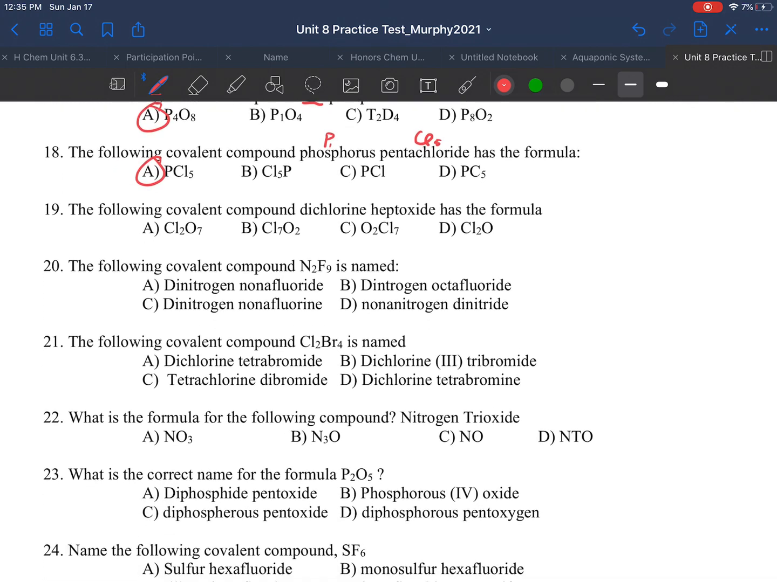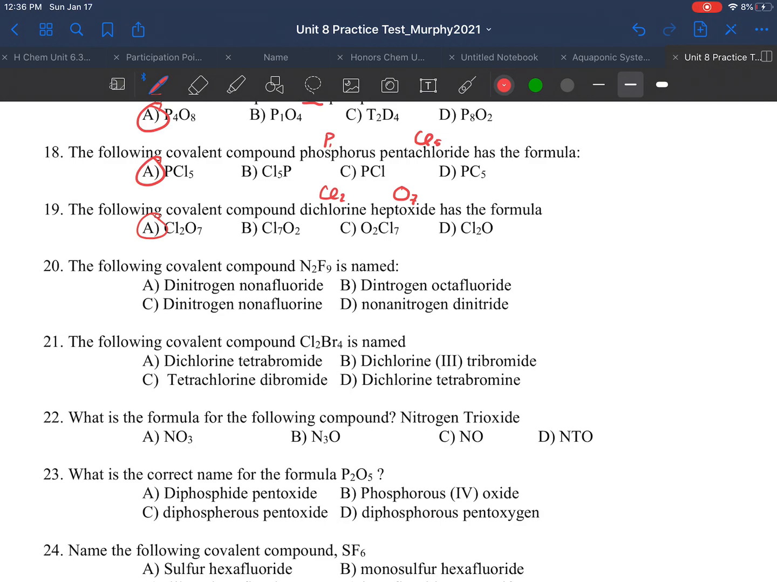The following covalent compound, dichlorine heptoxide, has the following. Heptoxide. I am screwing up pronouncing the names today. So chlorine, Cl, and di means there's 2. Oxide is oxygen or O, and then hept is 7. So we're looking for Cl2O7, and that is A.